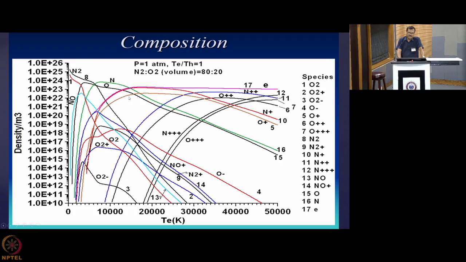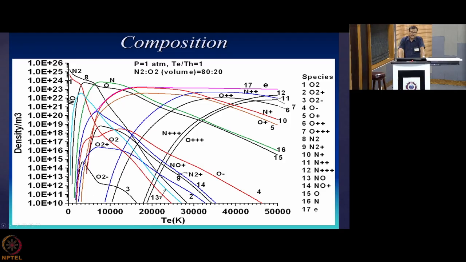Then you see that as you increase the temperature, reaching near say 10,000 Kelvin, the ionization of the oxygen and nitrogen atoms is happening, and you are getting O plus and N plus. So these curves are coming over here. Here the ionization started, and as you reach near 10,000, N plus plus and O plus plus have also started forming, and near 20,000 the triple plus and double plus also start forming over here.